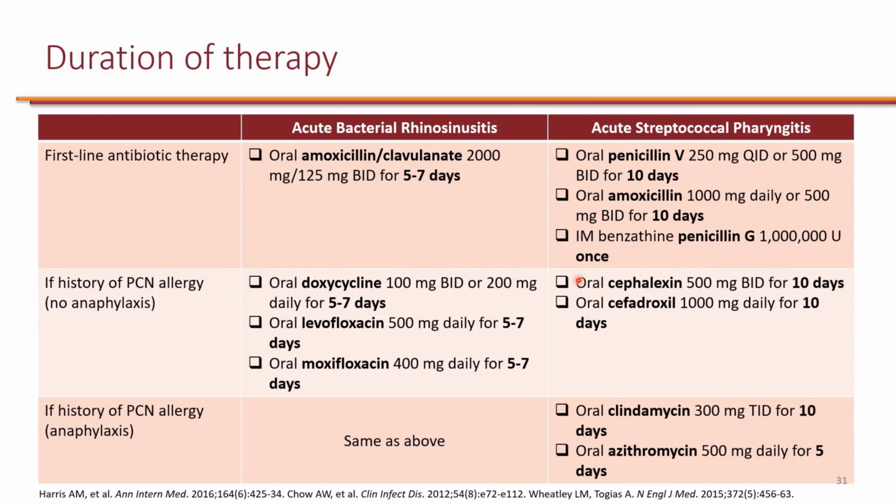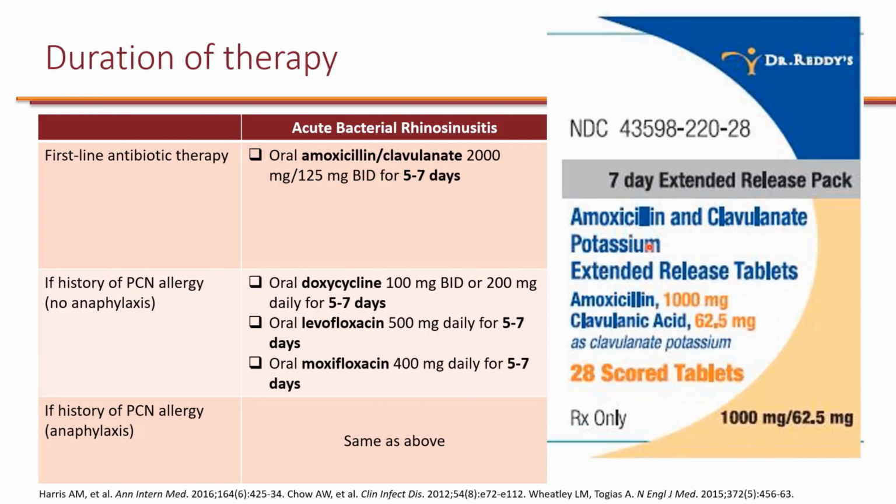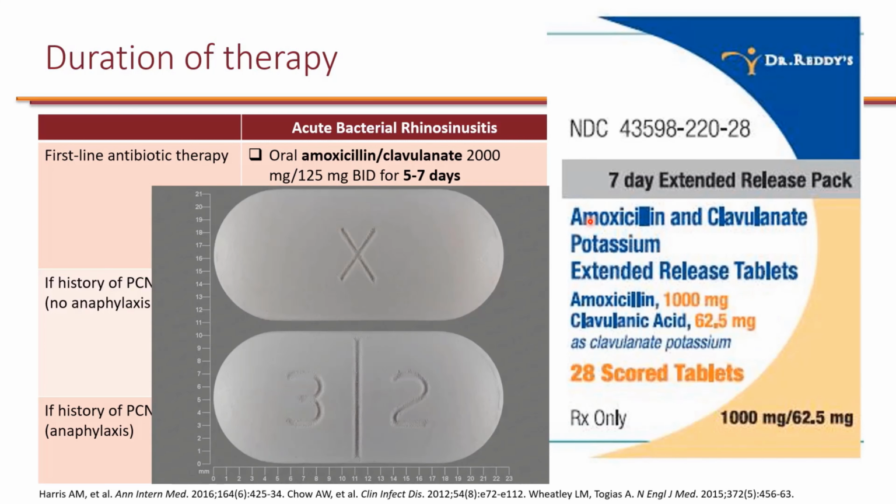For the duration of therapy of acute bacterial rhinosinusitis, the drug of choice is high-dose amoxicillin clavulanate. That would be 2 grams of amoxicillin along with 125 milligrams of clavulanate given twice a day, typically for 5 to 7 days. And of course, high-dose amoxicillin clavulanate is available as an extended release, and because the pill gets really large, you can see here the size, it would be about 22 to 23 millimeters in length.